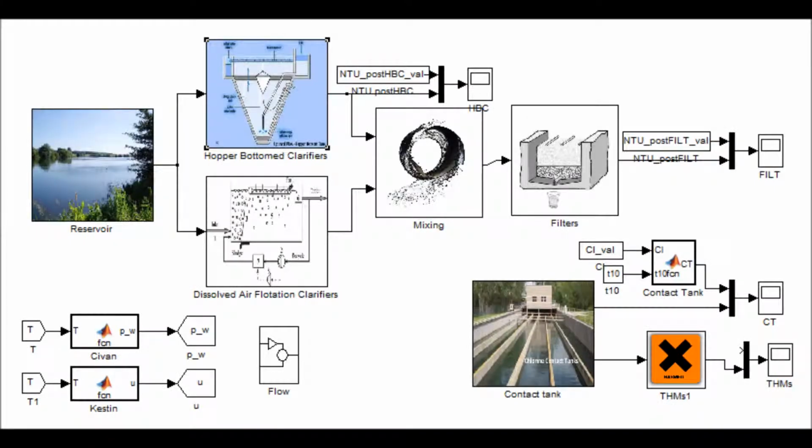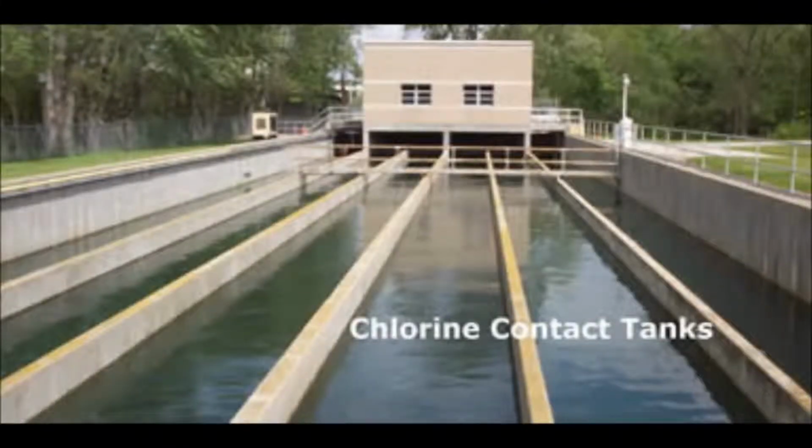Water leaving the filters then enters a large tank where a disinfectant such as chlorine is added. The water needs to have enough contact time and disinfectant concentration to ensure sufficient disinfection, but not so much that harmful concentrations of disinfection byproducts are formed.